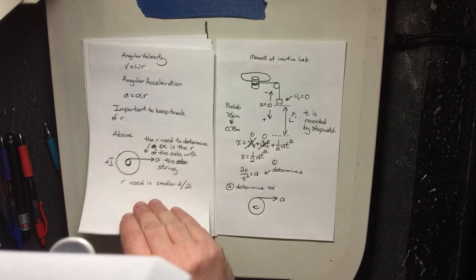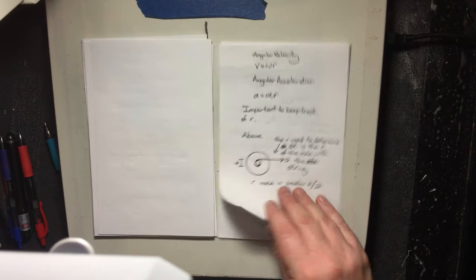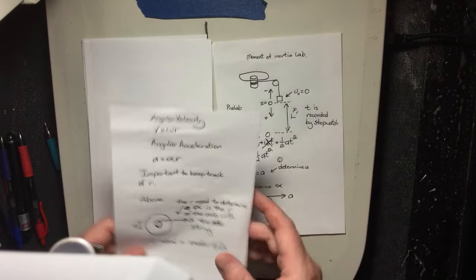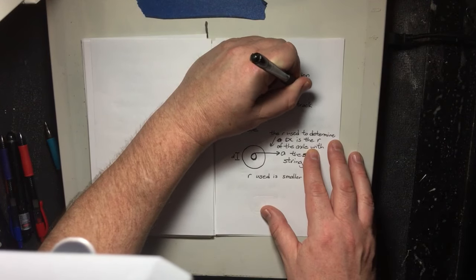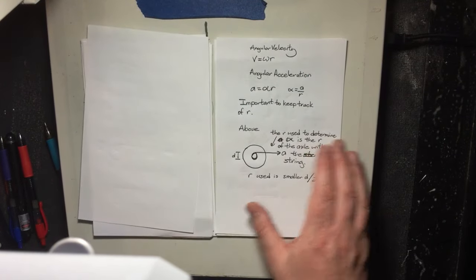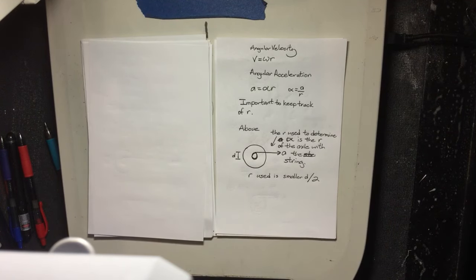So now we have alpha. For that alpha, you take a divided by R. So you get the a from part 1, and you divide by the radius, which is the diameter divided by 2. And then you've got alpha.